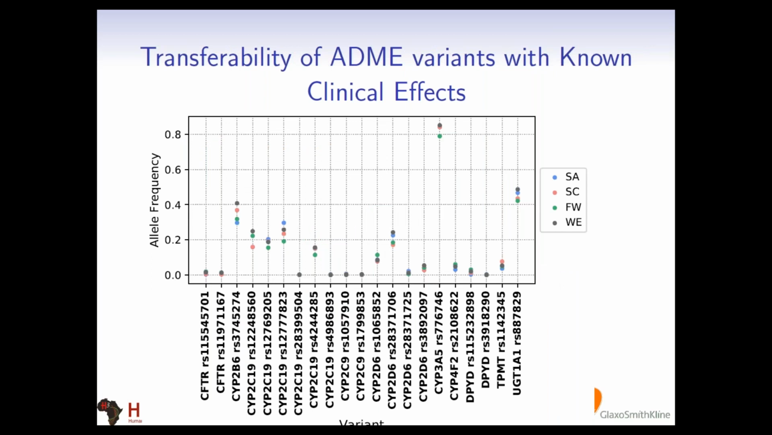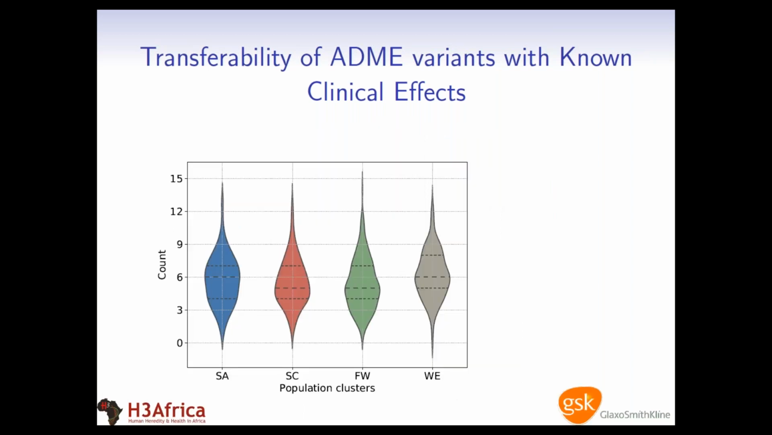So looking at transferability of ADME variants that we have strong known clinical effects for, we've plotted some of the key variants over here for known pharmacogenes on the x-axis. And what's resounded with us is that a lot of these variants, although being so well characterized, are quite rare, not very common at all in African populations. For others, we see that the groups don't tend to differ too much, the four clusters together, although you can see differences of about 10% in minor allele frequency between them. Looking at how many individuals in each cluster carry at least one of these clinically usable variants, we see that on average between 5 and 6 variants are carried by each individual in each cluster.